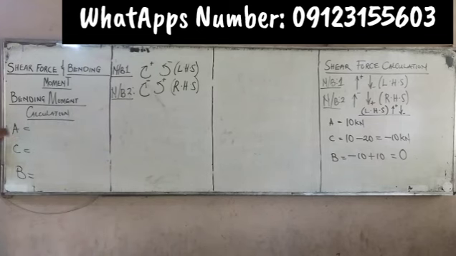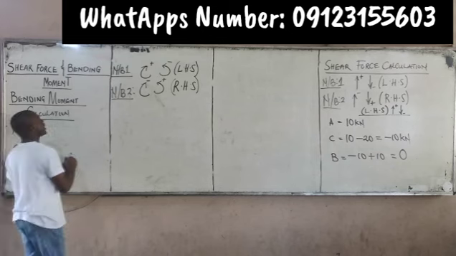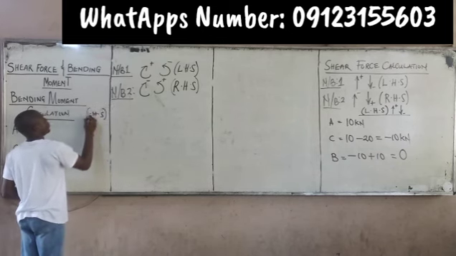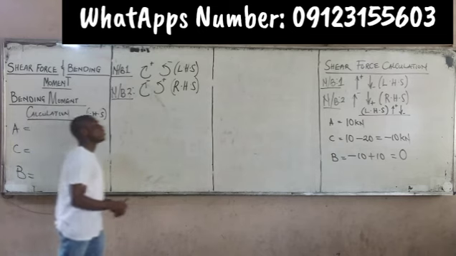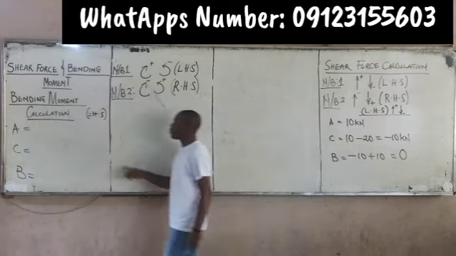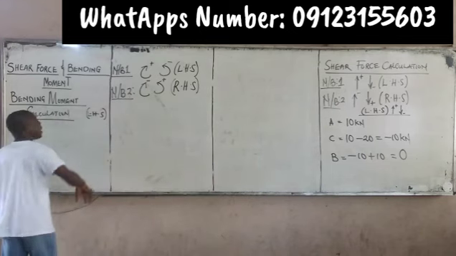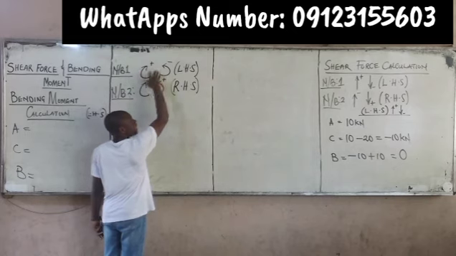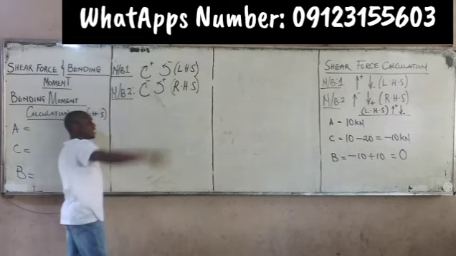Alright. For section A, listen please. I'm okay with taking this from the left hand side. For this one I use the left hand side too. Obviously, for this one too, I will also use the left hand side because I'm familiar with it. Clockwise is positive, anti-clockwise is negative. So let's go to the left hand side.